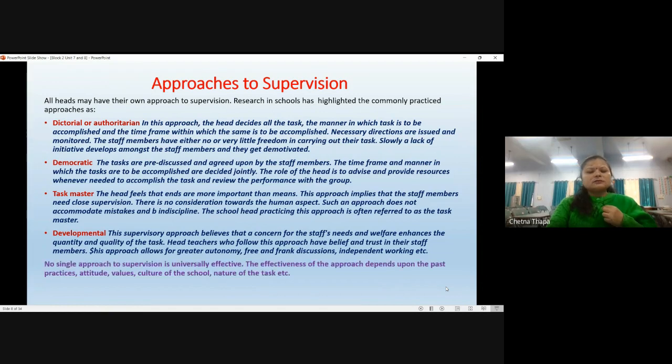Now, there is no single approach to supervision, and the effectiveness of the approach depends on the past practices. If your institution is following certain practices, or the institution has a certain attitude, the values, or the culture of the school is such, or the nature of the task, it depends on the different approaches, and the effectiveness of it depends on these various factors.